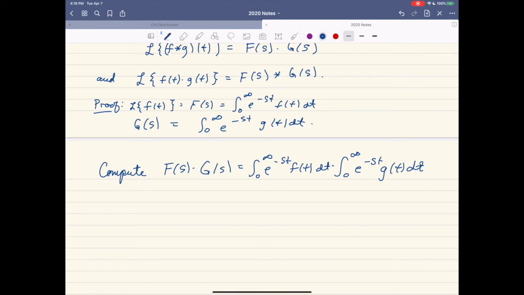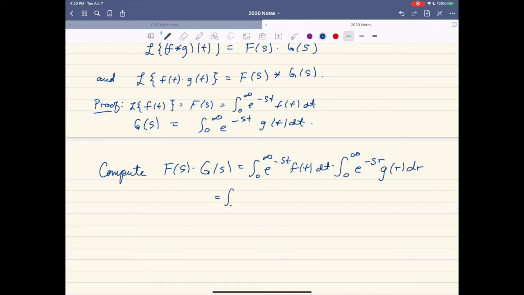On second thought, I apologize, let me back up one step here. It's going to be useful to have different variables here. So if I use t for the first one, let me use r for the second one. It's not really going to make a big difference what the variable is. I just want to use something different. The reason is that in the next step I want to combine these two integrals.